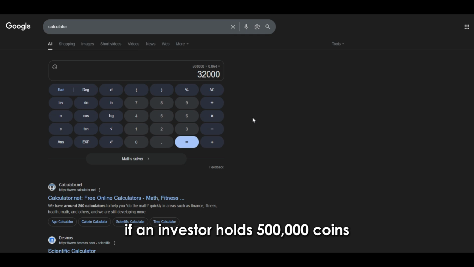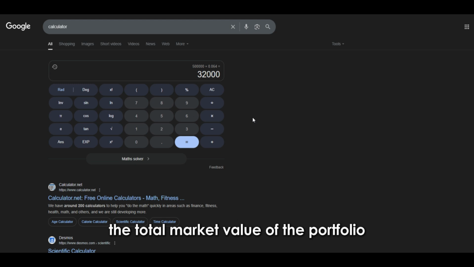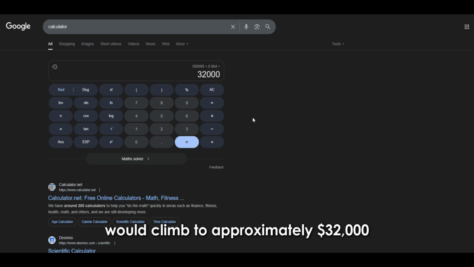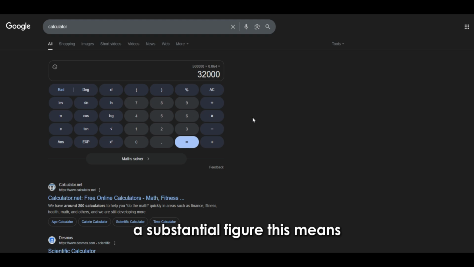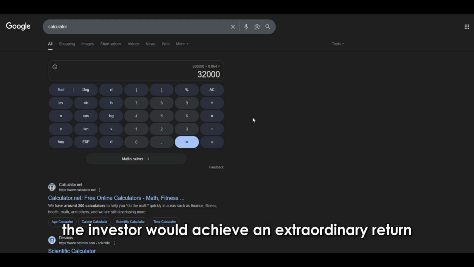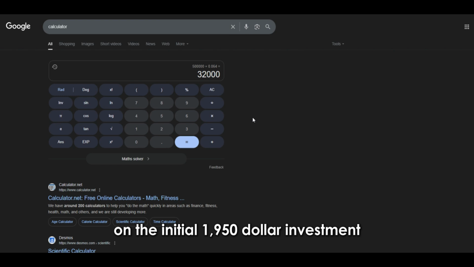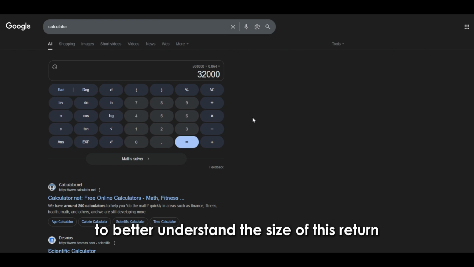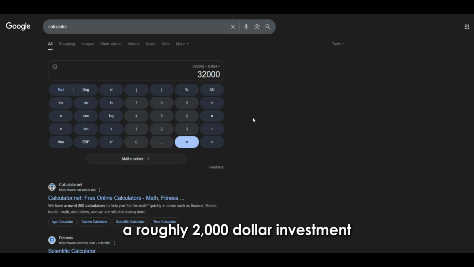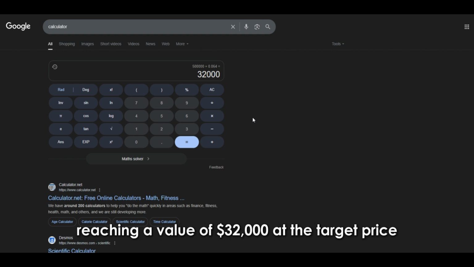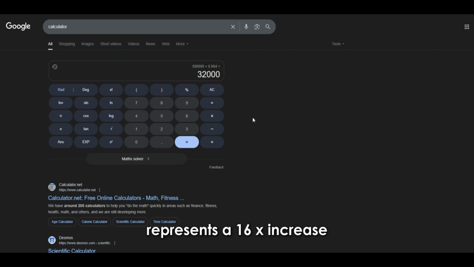If an investor holds 500,000 coins and the price reaches $0.064, the total market value of the portfolio would climb to approximately $32,000, a substantial figure. This means the investor would achieve an extraordinary return on the initial $1,950 investment. To better understand the size of this return, a roughly $2,000 investment reaching a value of $32,000 at the target price represents a 16x increase. This equates to 1,600% gain.